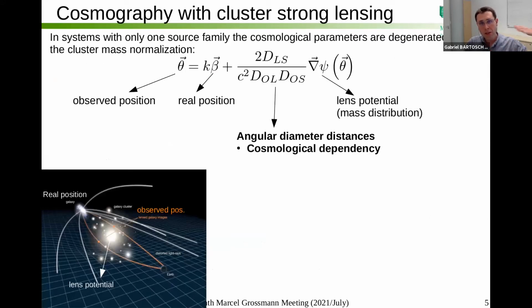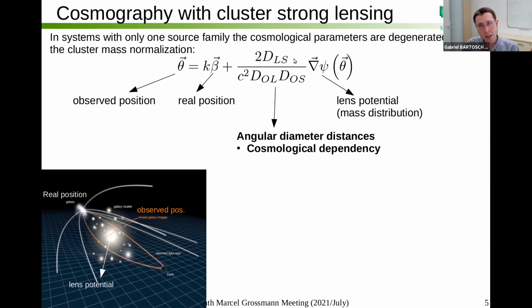Erki has already explained this very nicely, but I just want to be quick here. This is a very simple equation, the lens equation, that relates the observed positions and the real position that we do not observe. It's unknown in the model, and also the deflection angle, shown here. The dependency on the cosmology comes from the angular diameter distances between the lens and the background source, and also between us and the lens and the background source.